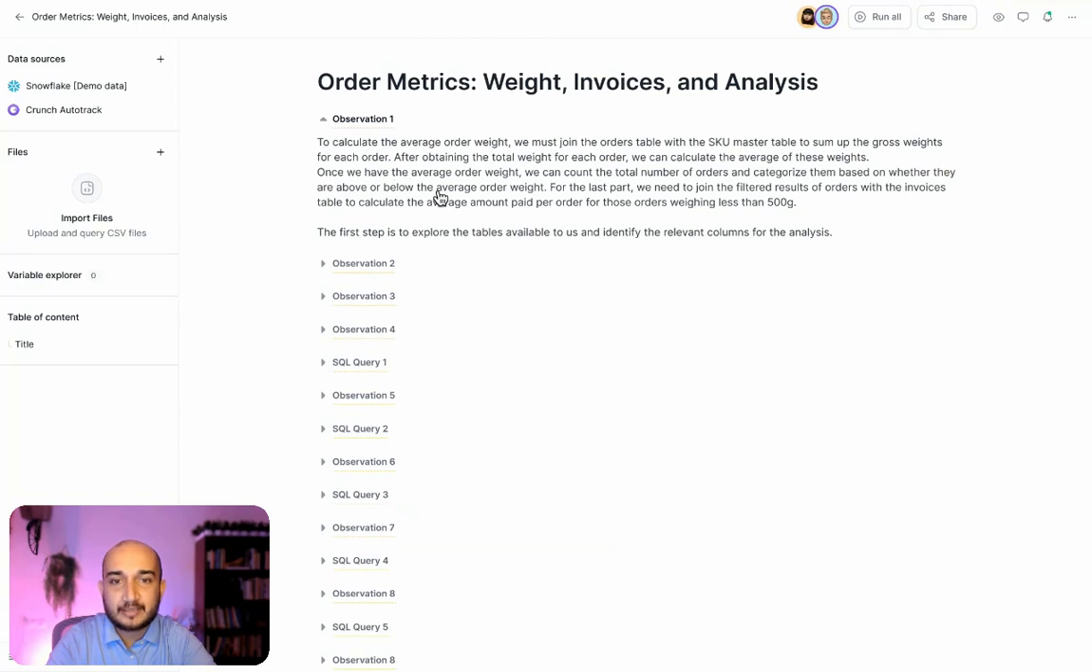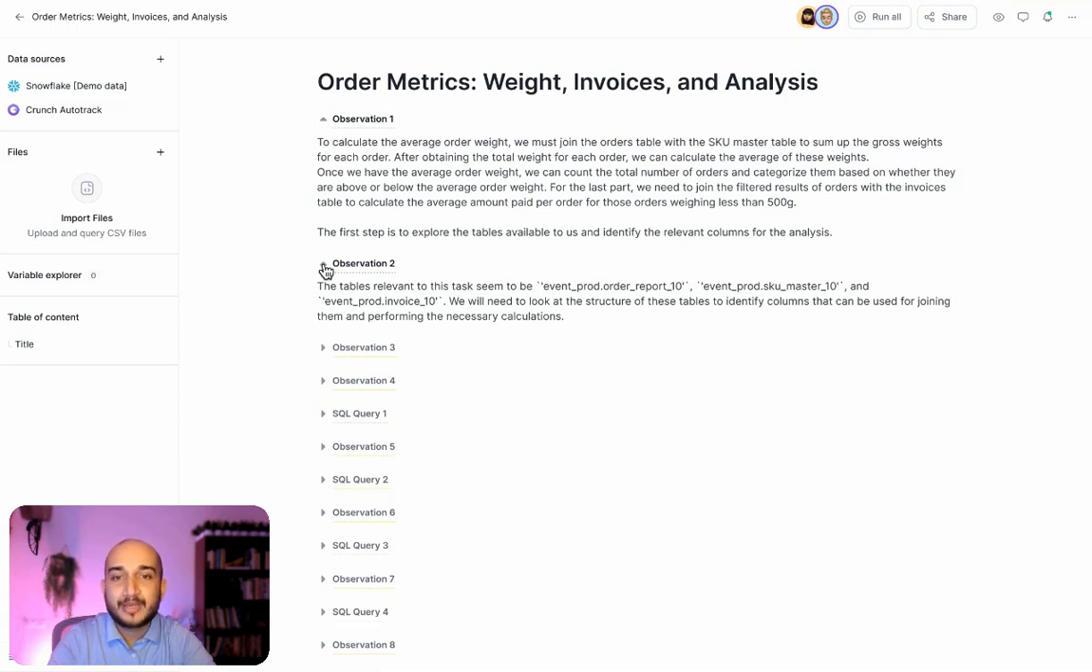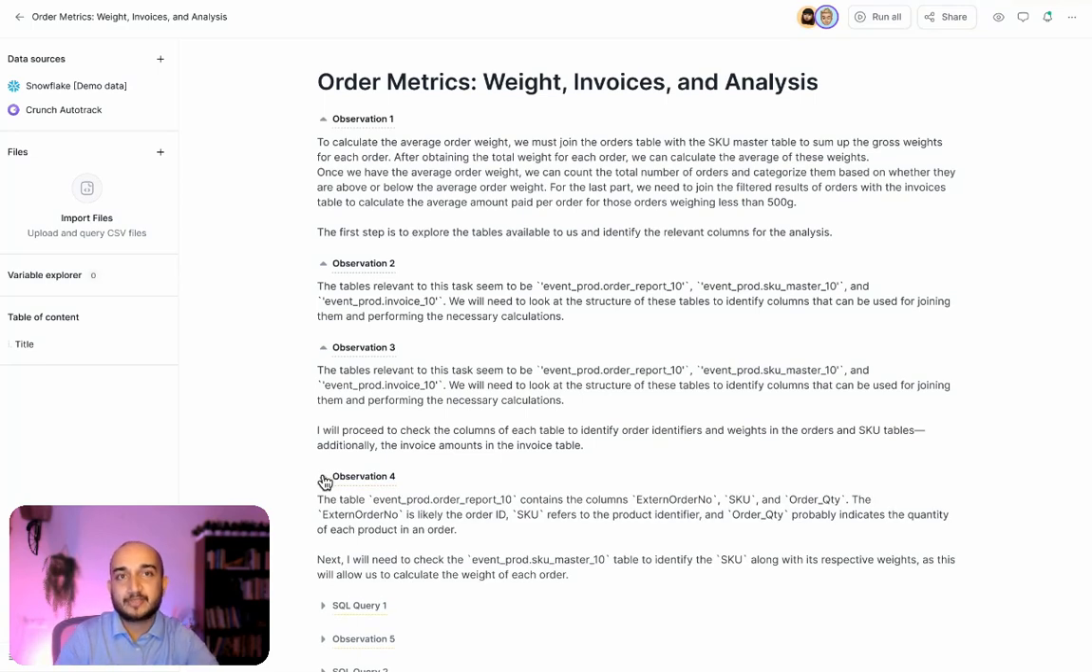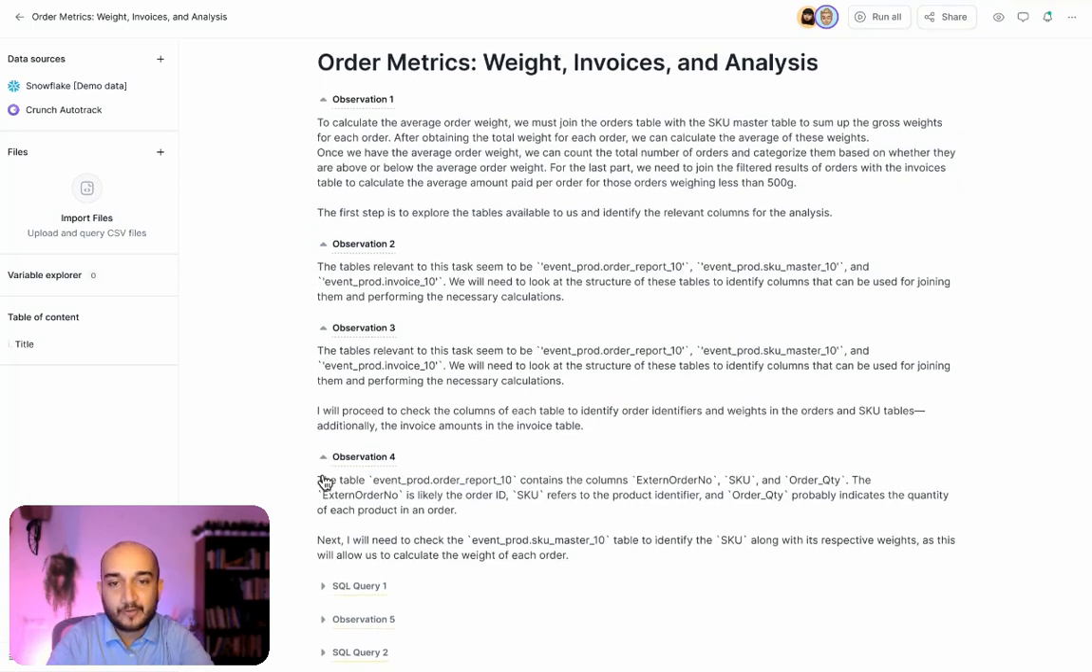So it's going and saying that the first step is to explore the tables available to identify the relevant column for analysis. Spot on. This is what a human being would do. The tables relevant seem to be this and this. We'll now look at the structure of these tables. Again, spot on. Then I'll proceed to check the column of each table to identify order identifiers and weights in the orders and SKU tables. Additionally, the invoice amounts in the invoice table, of course. So for the three variables that we have put in, it's trying to locate where these variables are.